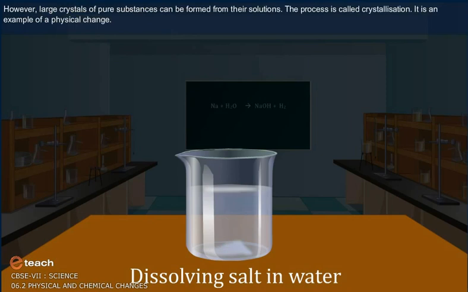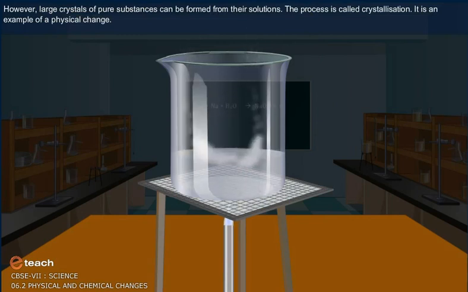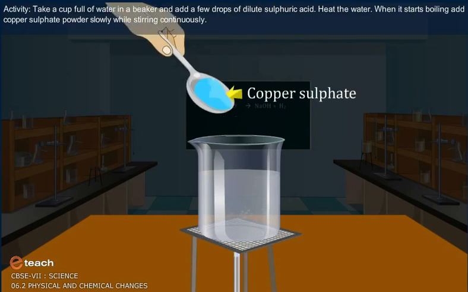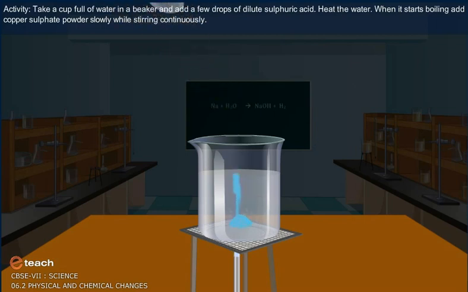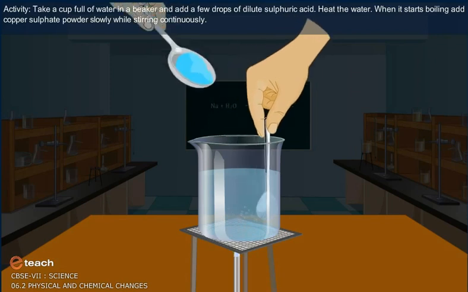However, large crystals of pure substances can be formed from their solutions. The process is called crystallization. It is an example of a physical change. Activity. Take a cupful of water in a beaker and add a few drops of dilute sulfuric acid. Heat the water. When it starts boiling, add copper sulfate powder slowly while stirring continuously.